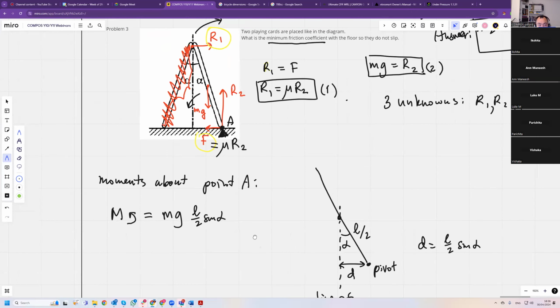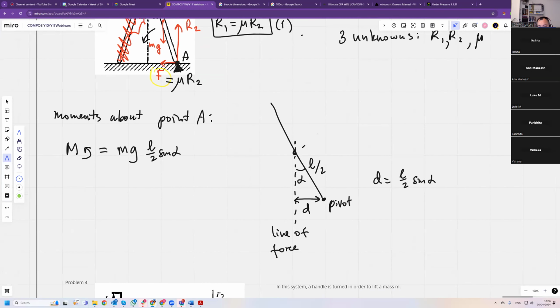We can say it's the component of mg perpendicular to the card. So this is mg, and the component of mg perpendicular to the card is mg sine alpha. The moment would be L over 2 multiplied by mg sine alpha, which is the same result. I think thinking of it as the distance to the line of force is easier.